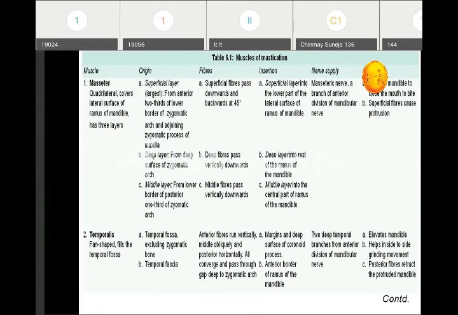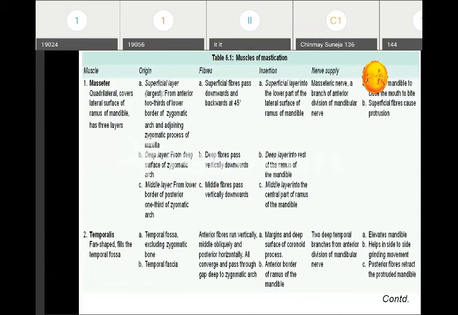Then what is the nerve supply? Same as the name, masseteric nerve. It's a branch of anterior division of mandibular nerve. What is the action? It will elevate the mandible and its fibers will cause protrusion. Then, I hope you understand the meaning of protrusion and retraction. Protrusion means making the mandible come to the outer aspect or taking it out, that is protrusion, and back to the normal position is retraction.